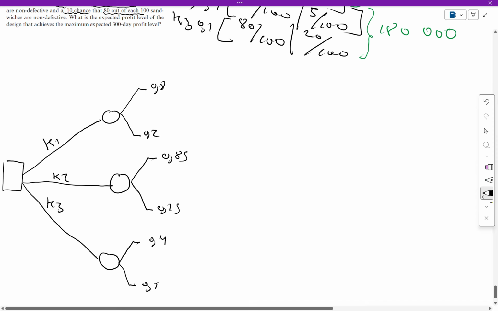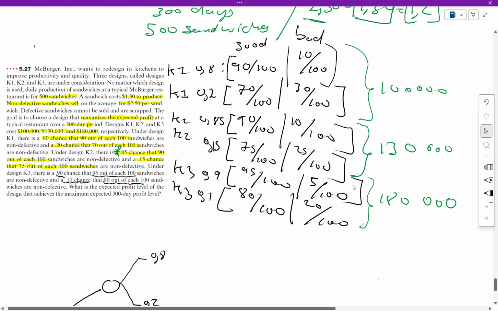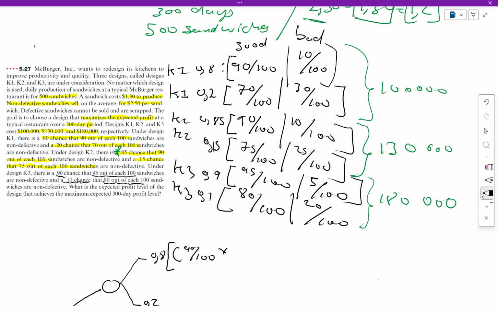0.9, 0.1. Right. So for all of them, now we do this. Okay. So in a big bracket, in a small bracket, and 90 over 100 multiplied by this is a profit side, good side. So we're going to sell them. We're going to make a profit margin of 1.2 multiplied by the how many are they?